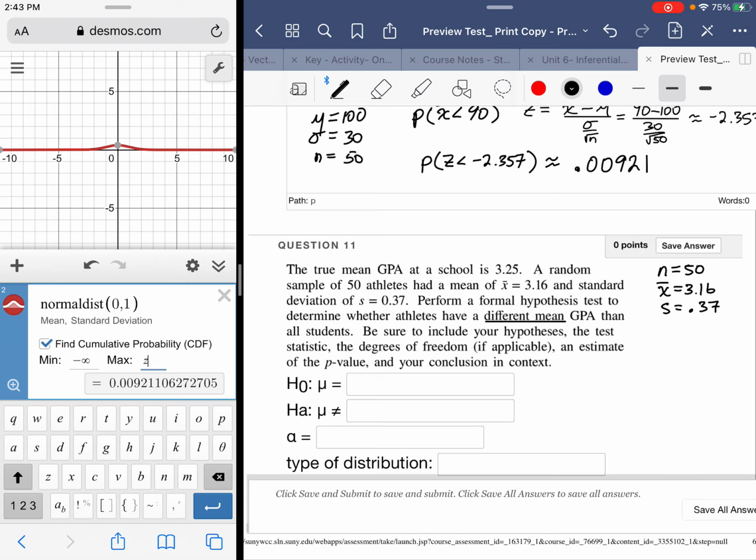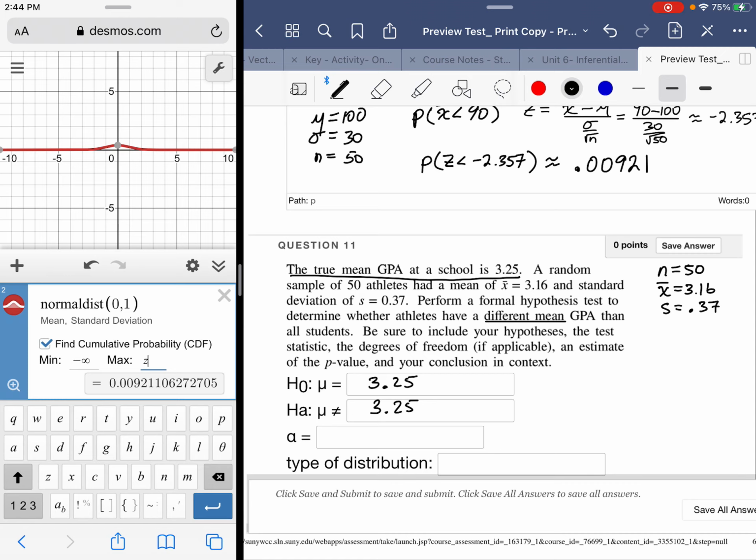Well, all students are stated to have a mean GPA of 3.25, so that would be the assumed value, the null hypothesis. The alternative would be that it would be different from that. All right, so we need to determine the results for all of these little bits and pieces. So that's where the fun part begins, I guess.